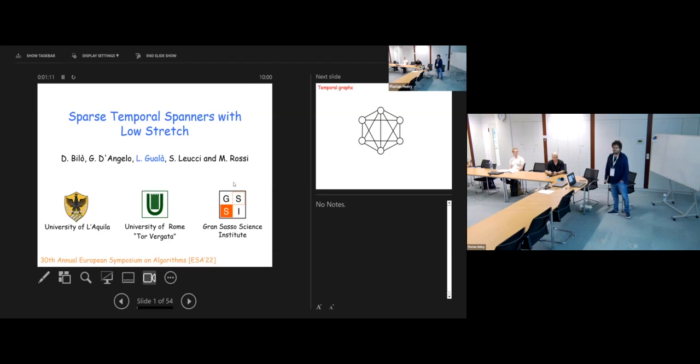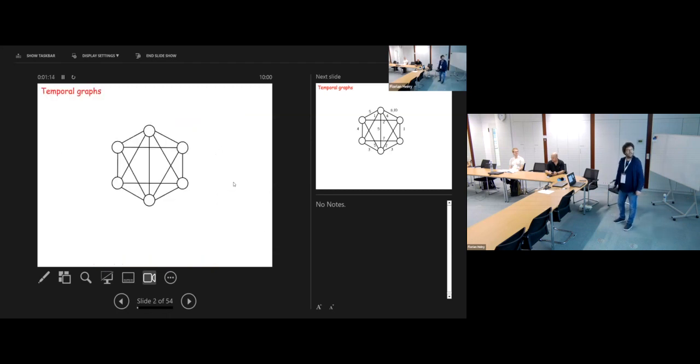Okay, this paper is about spanners in temporal graphs. I know you are all experts in temporal graphs, so you know that there are a lot of models. We adopt a really simple one in which a temporal graph is just a graph with time labels on the edges. The time label defines the time instant in which the edge is available. For instance, this edge is available at time 1, and this one is available at time 6 and time 10. But for the sake of simplicity, let me just assume that we have just a single time label on each edge.